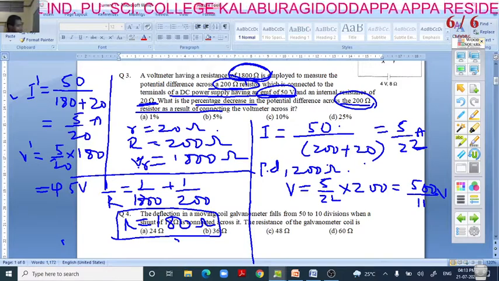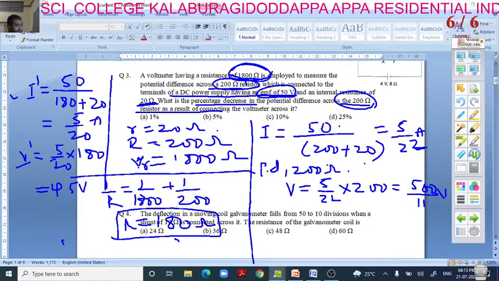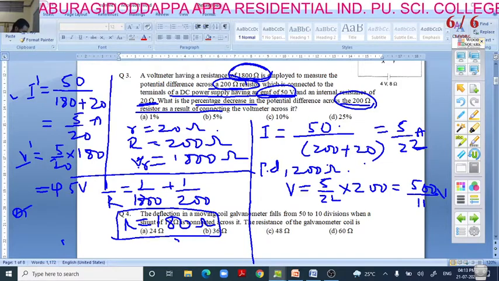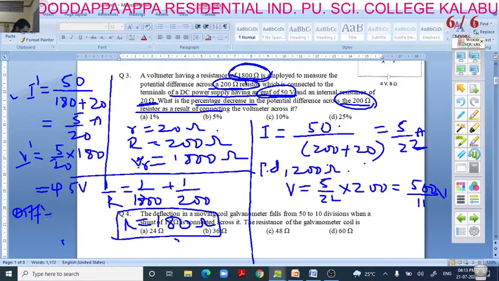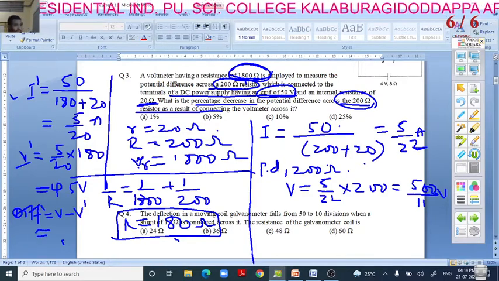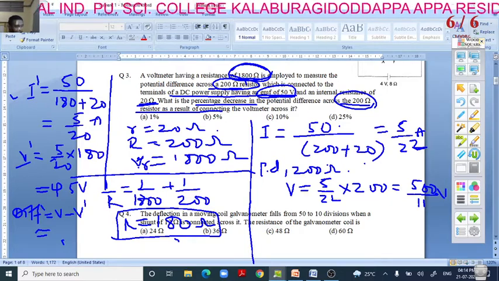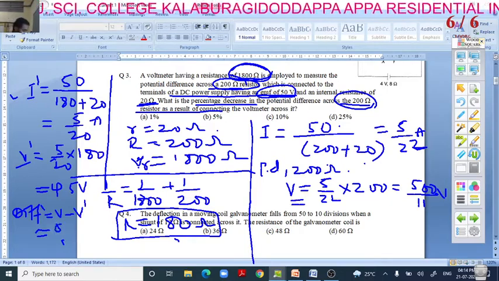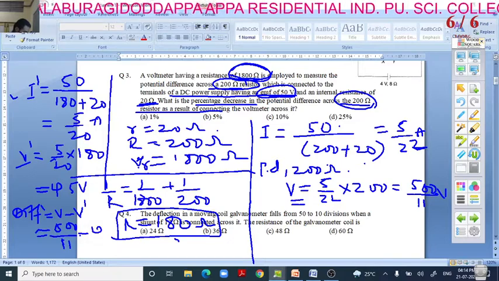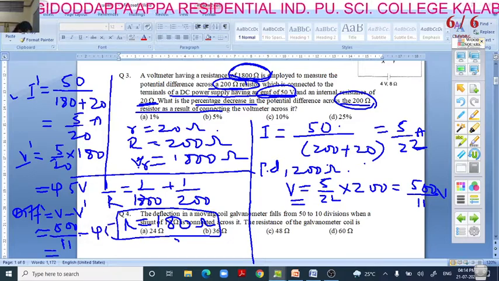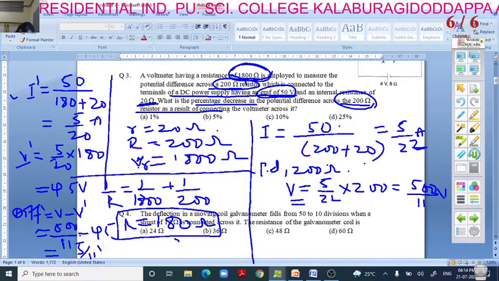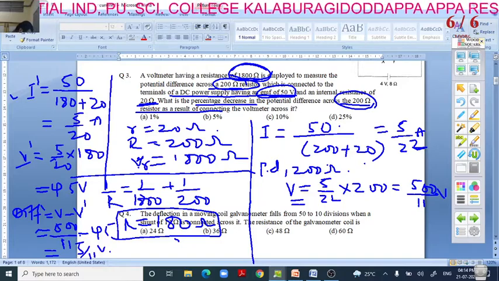Now we have V dash as well as V, both. The difference is V minus V dash. The value of V we got is 500 divided by 11, minus 45. That is equal to 5 divided by 11 volt. This is the potential difference.